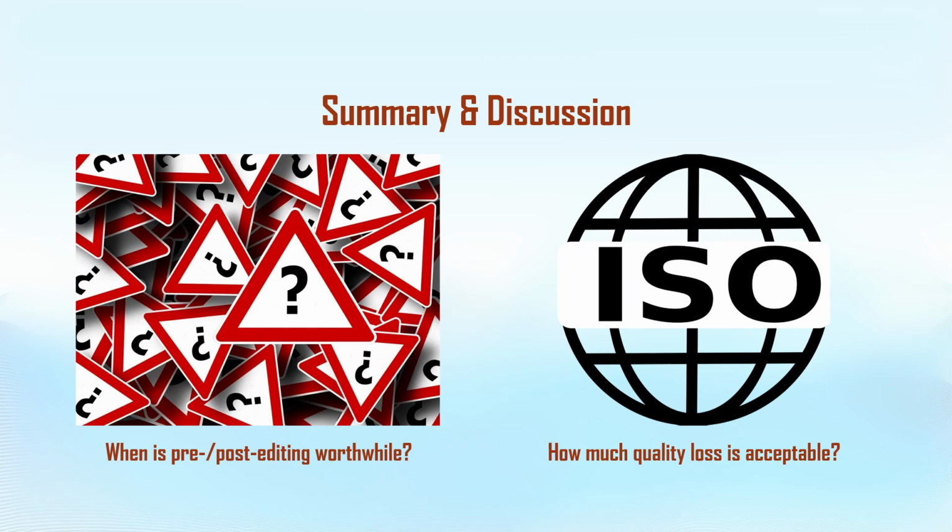As for the acceptable quality loss, ISO 18587 gives us a useful benchmark. A post-edited text must be accurate, comprehensible, and fit for purpose. Notice that the standard does not demand stylistic perfection. Instead, it focuses on whether the translation successfully achieves the intended communication goal.